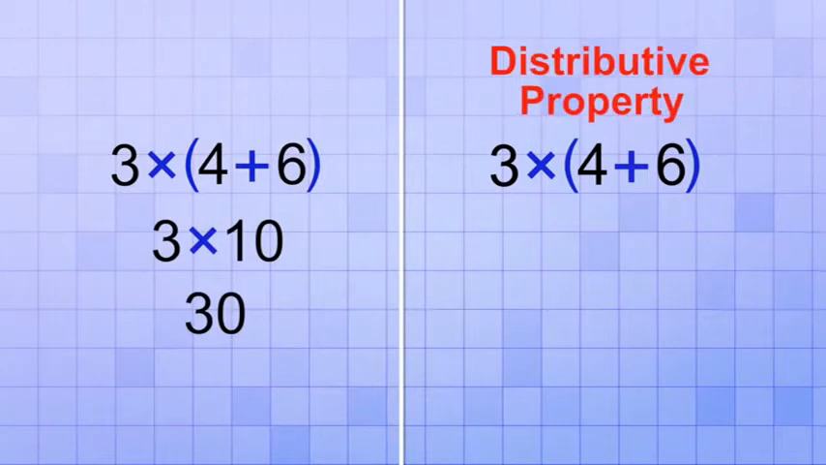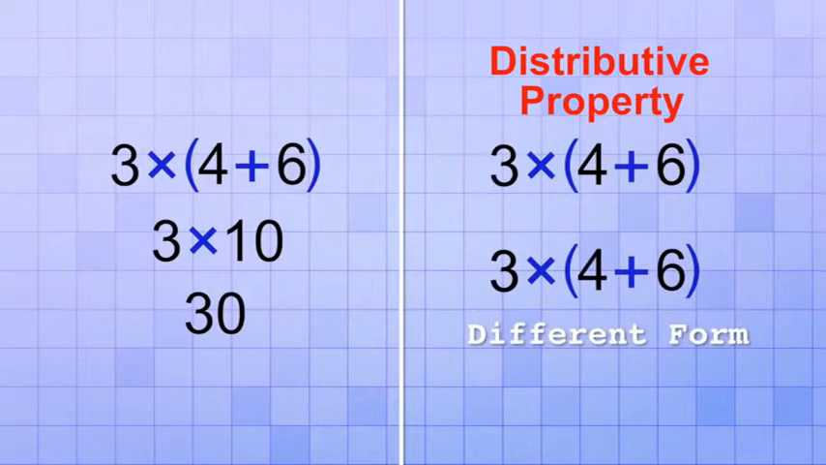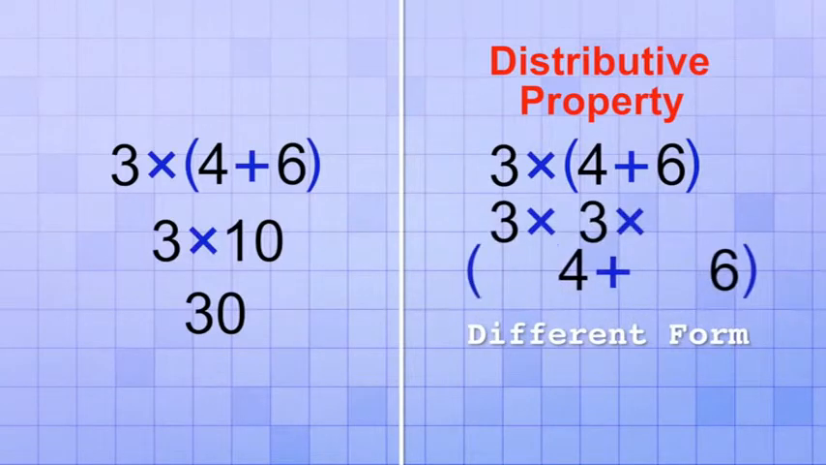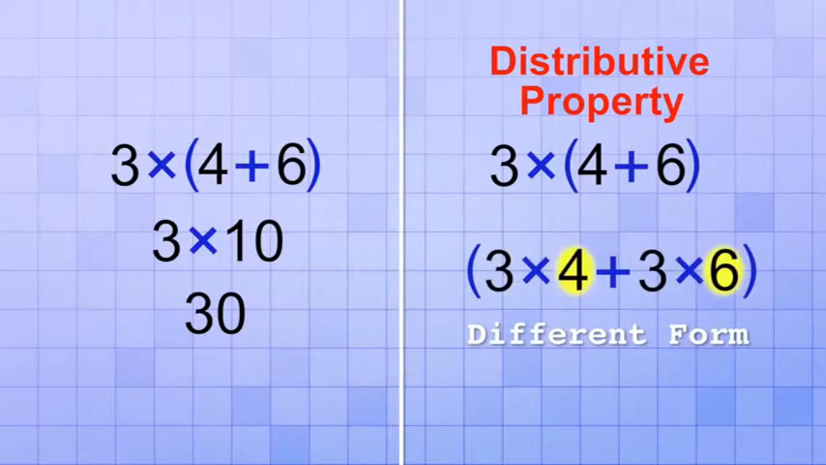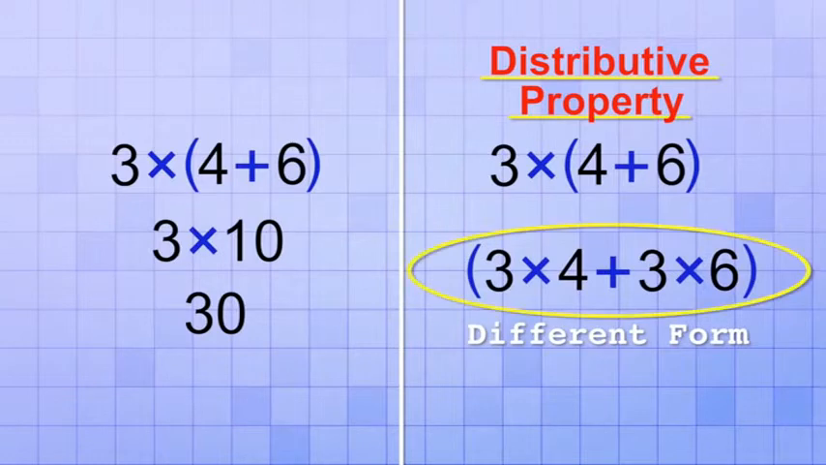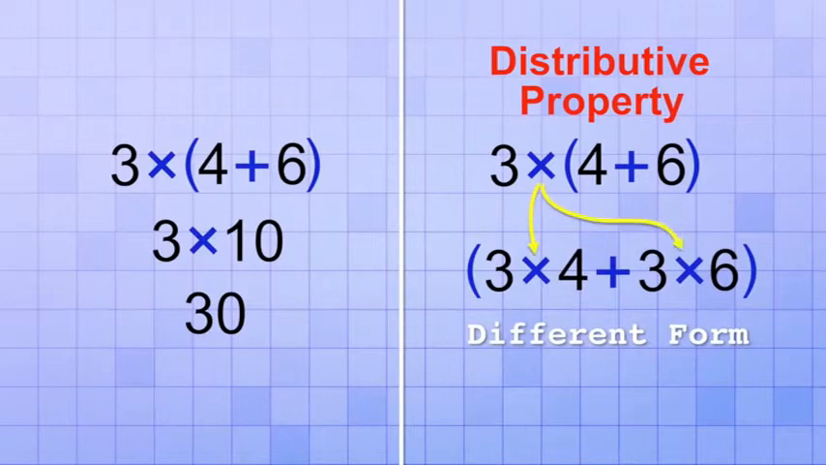Now, let's use the distributive property. The distributive property allows us to change this expression into a different form. Instead of multiplying 3 by the whole group at once, we can distribute that factor of 3 and multiply it by each member of the group individually. That means we'll make a copy of the 3 times for each member of the group, the 4 and the 6. So after applying the distributive property, our expression looks like this: 3 times 4 plus 3 times 6. Because we distributed the multiplication to each member of the group, the parentheses aren't needed anymore, so they can go away.